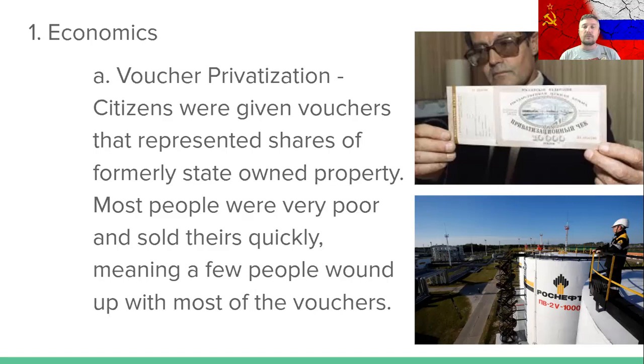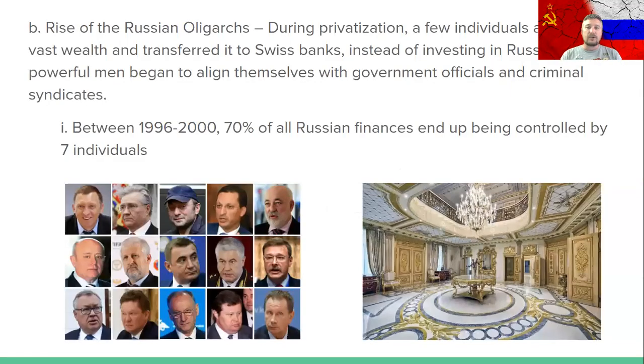Oligarch is not a new term. Ancient Greece had oligarchs, where you have the rule of the few, the wealthy, and that is what has occurred here. During privatization, you basically had small groups of people, mainly men, who were able to control a lot of these vouchers and ended up gaining control of the entire country's major industries. That stat there at the bottom: 70% of all Russian finances will be controlled by 7 individuals by 2000. 70% of all the money in Russia controlled by 7 people.